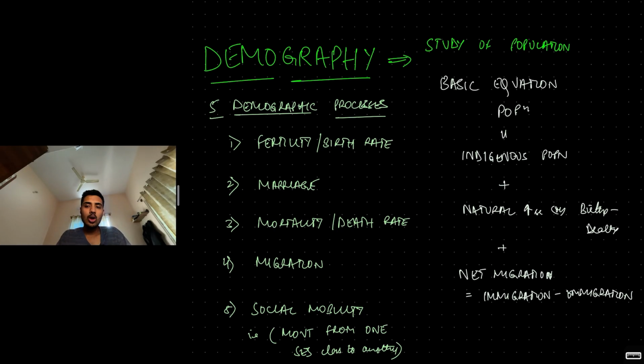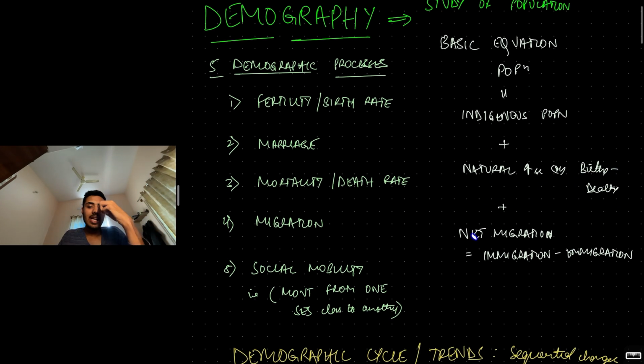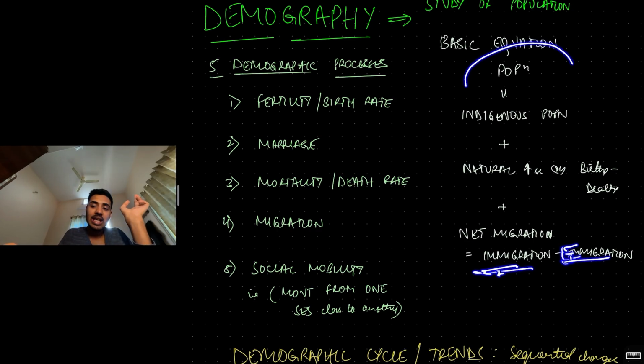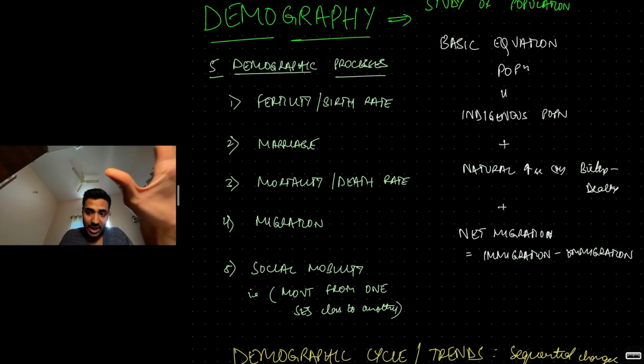The total population is the indigenous population, that is those who are already there in a given area, plus the natural increase in that population. What is the natural increase? The total number of births minus total number of deaths. That is the natural way for a population to increase. So the natural increase in the population and the net migration. Net migration is immigration minus emigration. Immigration is people coming into that given area, emigration is people leaving the given area. So if immigration is more than emigration, of course it will increase the total population. So total population is equal to current population plus natural increase plus net migration.